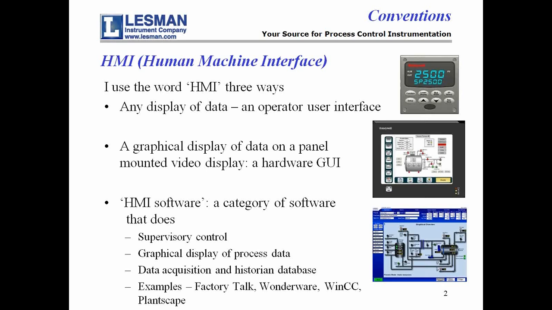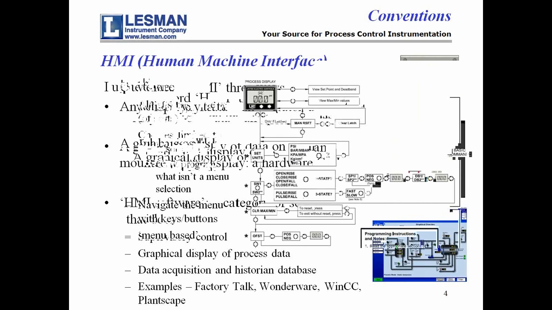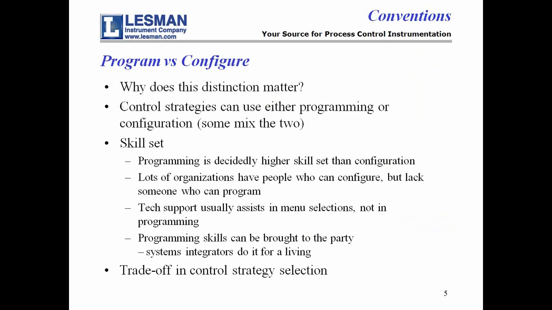Why does this matter? Well, when you're trying to deal with control strategies out there, part of what you have to consider is what you can bring to the party. There are a lot of different companies that can bring somebody to the party that can configure, but they don't have programming skills. You've got to figure also that tech support will usually assist in menu selections, but they're not prepared to advise on programming. Now, programming skills can be brought to the party if you don't have them in-house. Systems integrators do this for a living, but it's one of those trade-offs you've got to consider when you're looking at control selection.